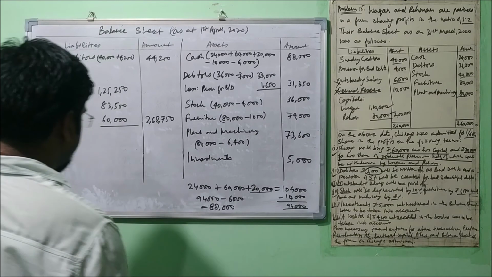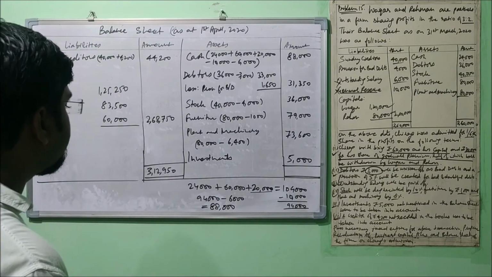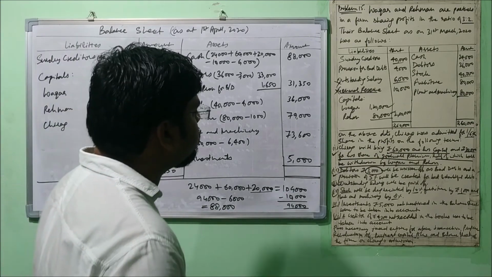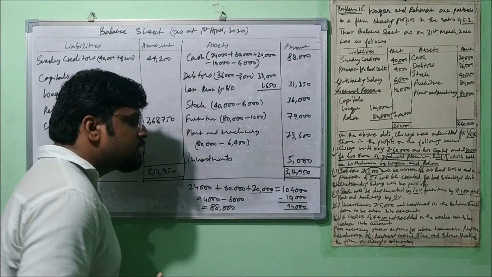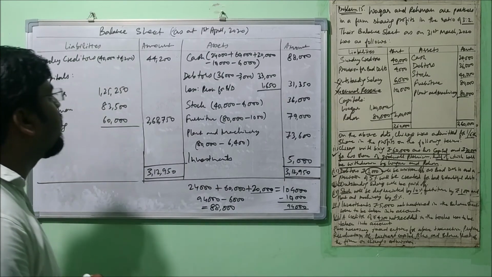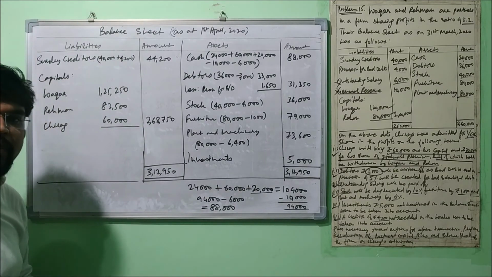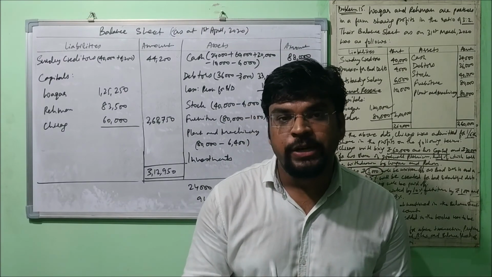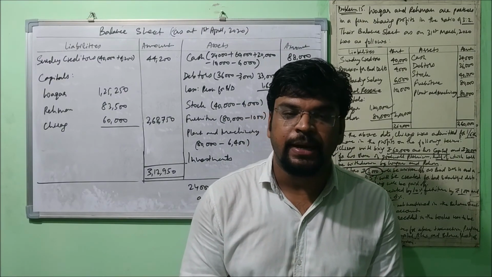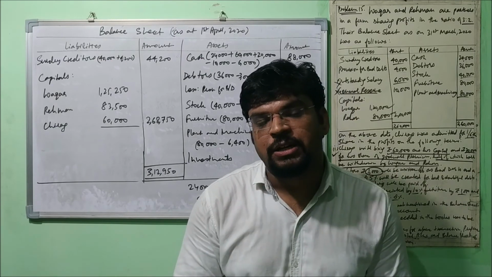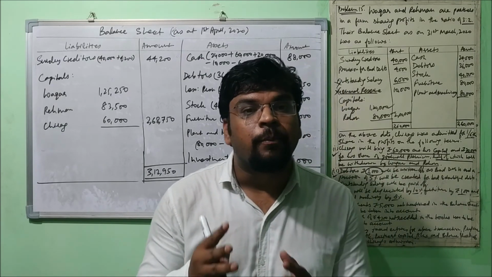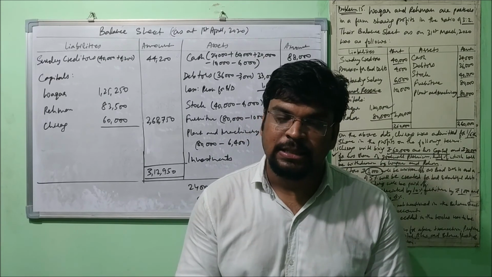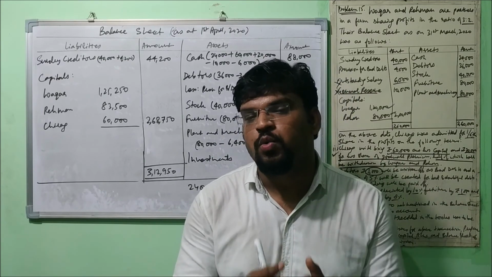Okay, now let's do the total. This side total is 3,12,950. Alright, now let's see the total of this side. Alright, so total is 3,12,950. Okay, so here both side total matches. So in that way we can attempt the question. In this question we did journal entries, okay, and we prepared revaluation account, we prepared partners capital account, we prepared balance sheet. Fine, that all I did just to make you understand.